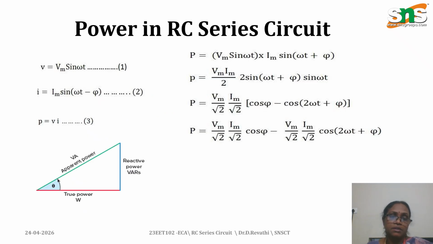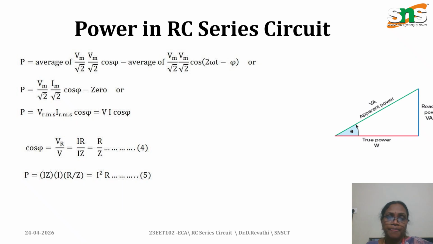The next is the power calculation. P is equal to VI. We consider V as Vm sin omega t, and I as Im sin omega t plus theta. Multiplying these two values, we get the power.